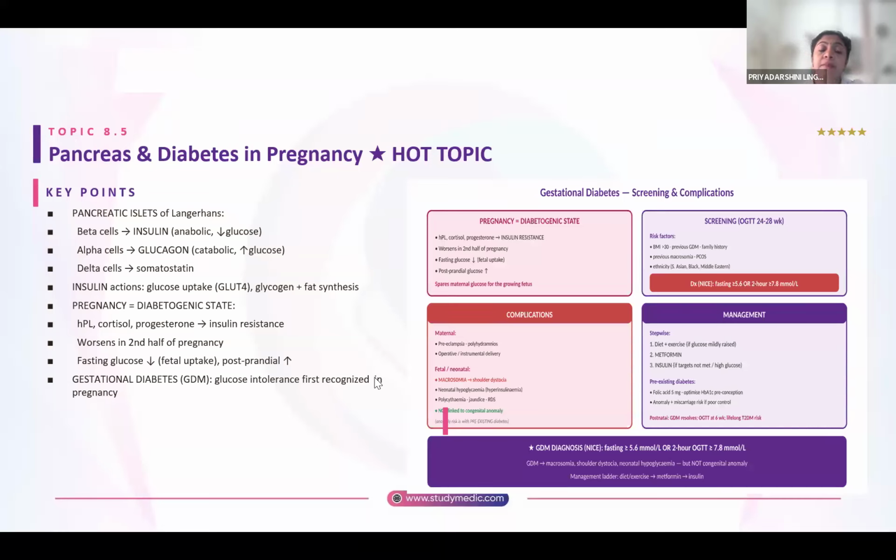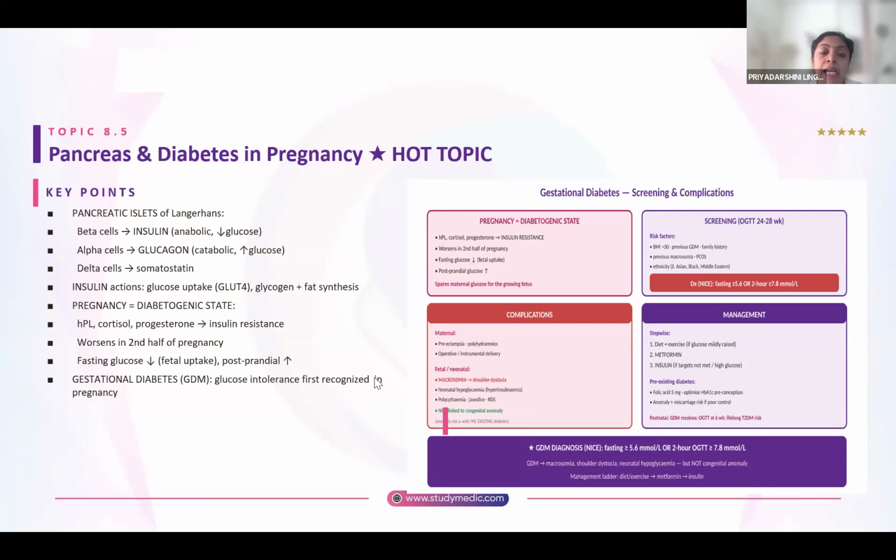Now, when you look at the pancreas, what are the key hormones that you get from the pancreas? You have your alpha cells, which release glucagon. So, what is glucagon going to do? It is a catabolic hormone. It increases your glucose level. Second is your beta cells, which release insulin. Now, what is insulin going to do? Insulin is anabolic. That means it's going to save all the glucose. So, glucose gets converted into other elements which get stored in the body. Finally, you have delta cells which secrete somatostatin.